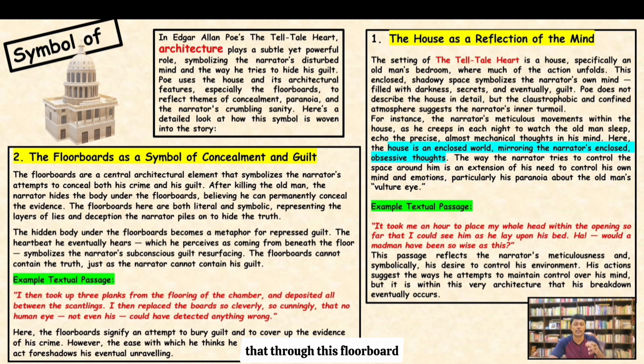Leaving symbols, now we come to the part of allusions: the vulture eye, the beating heart, the supernatural or devil, madness and rationality, Gothic and romantic themes. These are just the textual examples that I have collected for you.